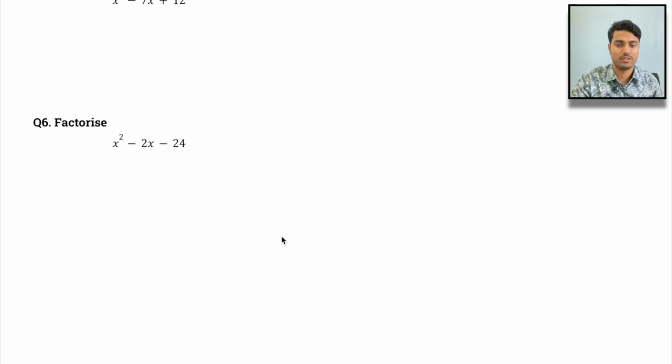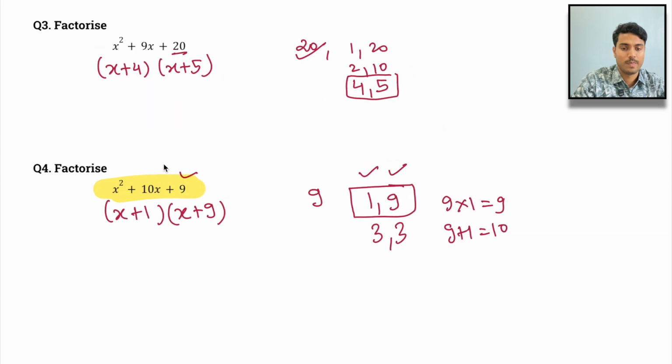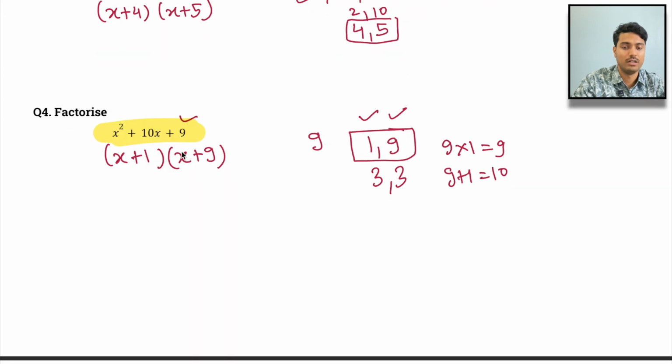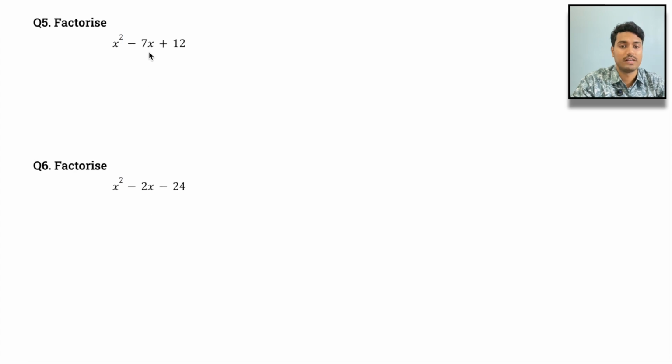Let's check question number 5 now. Question number 5, we have x square minus 7x plus 12. Now this question is different from all the previous questions. Whatever we solved till now, the middle term or the constant term, all were positive. Now in this question, the middle term is negative and the constant term is 12. So we'll see which number to take positive and which number to take negative.